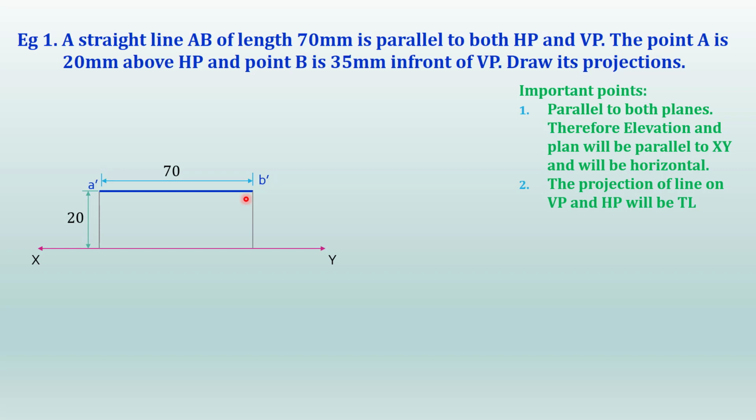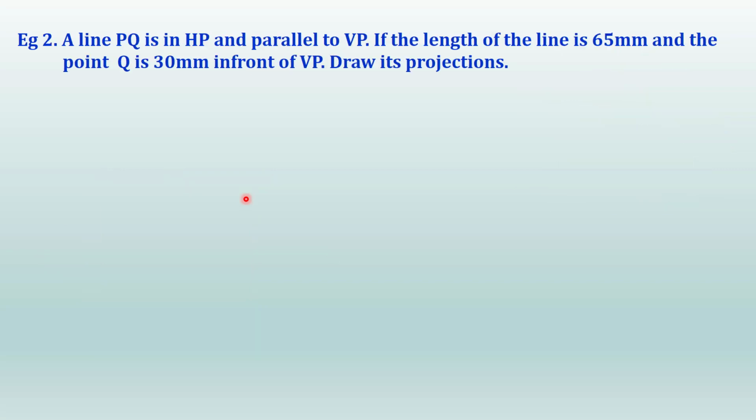Similarly, A and B will be exactly below the points A dash and B dash. So you can draw the projectors of A and B, which will be at a distance of 35 mm below the XY line. So you can join A and B, that will give the plan AB, whose length also will be equal to the original length, that is 70 mm. Clear? Okay. Now let us take the second question.